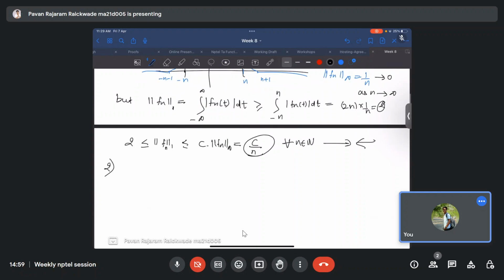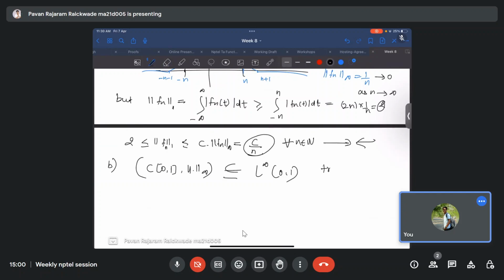It's not 2, it's B. First of all, if you take C[0,1] with the infinity norm, then it is contained in L infinity[0,1], and also the norm is the same, because the essential supremum taken on continuous functions on [0,1] is just the supremum. So there is nothing to check here. It's always true.